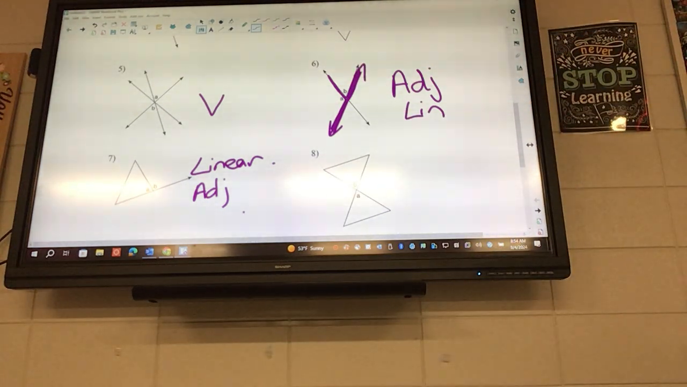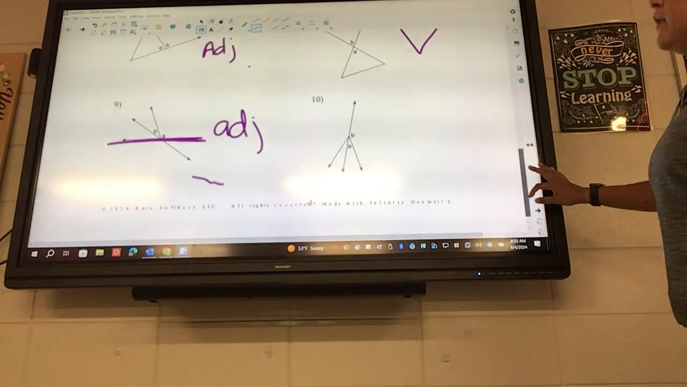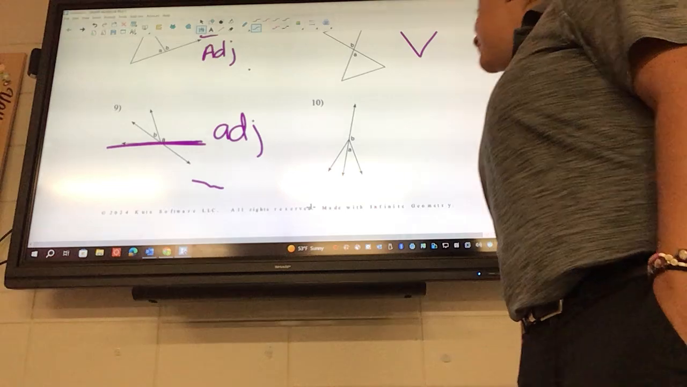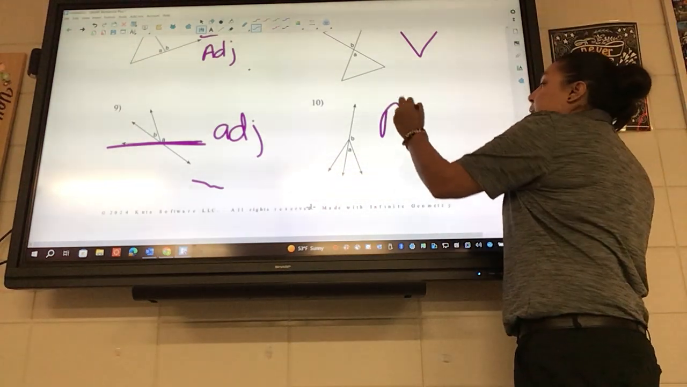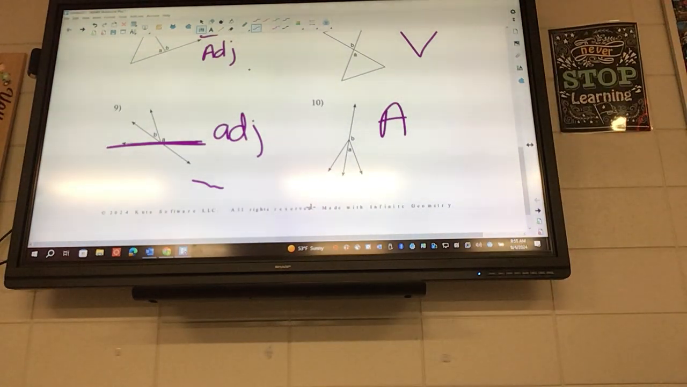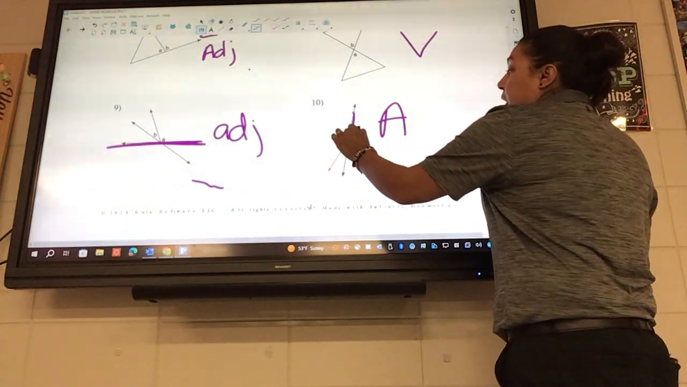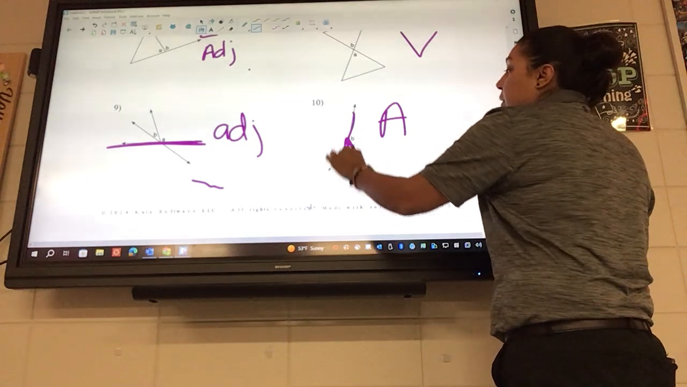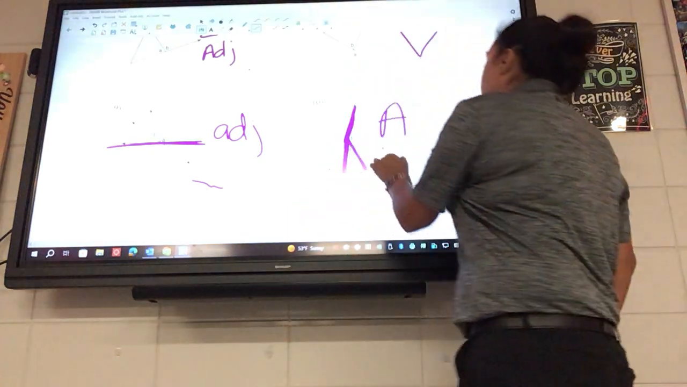Okay, 8, are A and B right next to each other? No, so what does it have to be? Vertical. It's got to be vertical. Okay, 10, are A and B right next to each other? Yes, so it has to be what? Adjacent. It has to be adjacent. Does A plus B make a straight line? Yes, it does. Okay, right here's the B, and then right here's the A. Okay, so between the two, it does make this straight line up and down. So it's going to be a linear pair also.